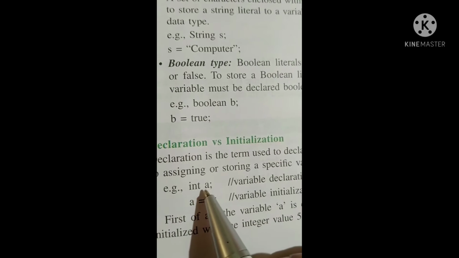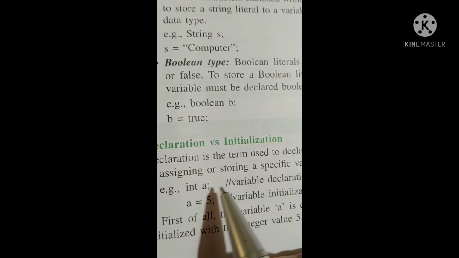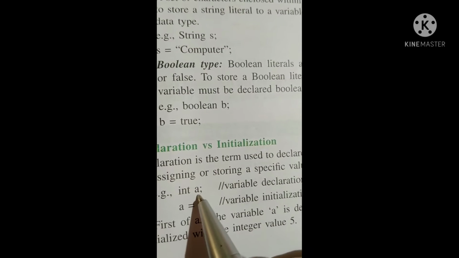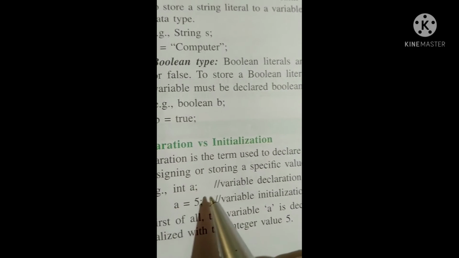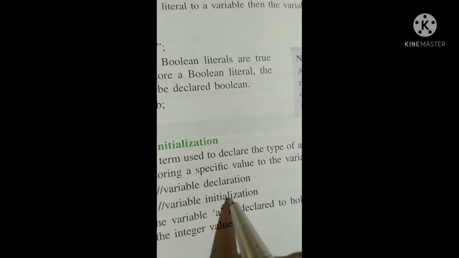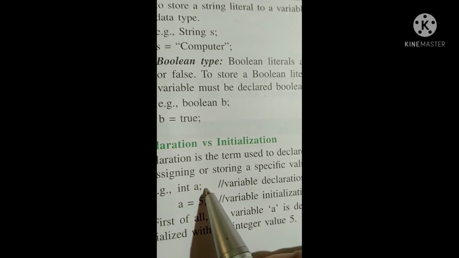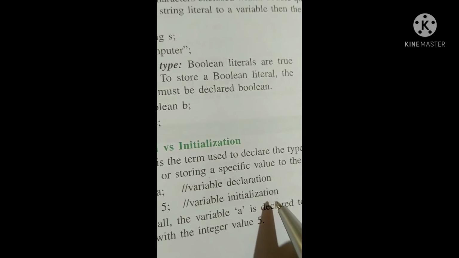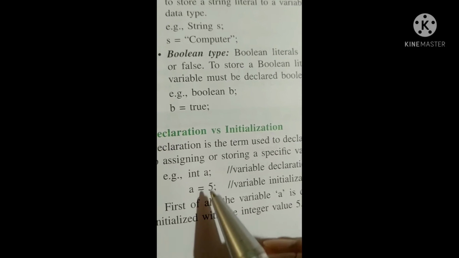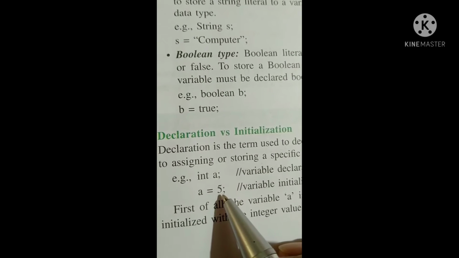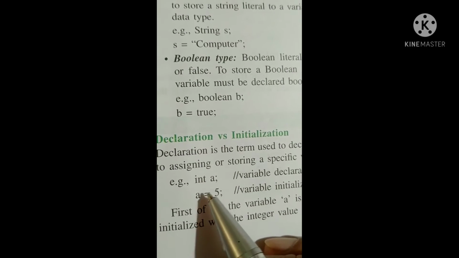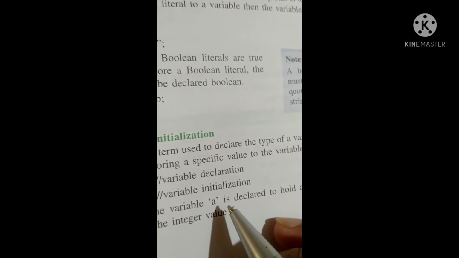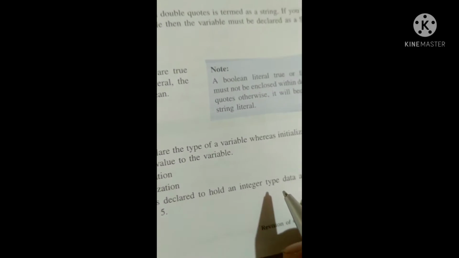Int a: the data type is integer and a is a variable, its value is not mentioned yet. In the next line, a equal to 5, this is variable initialization. If you are declaring a variable, that is variable declaration, and if you are giving the value of a variable, that will be called initialization of a variable. Okay, a equal to 5 means what kind of data type is it? It is an integer data type. So first of all, the variable a is declared to hold an integer data type.